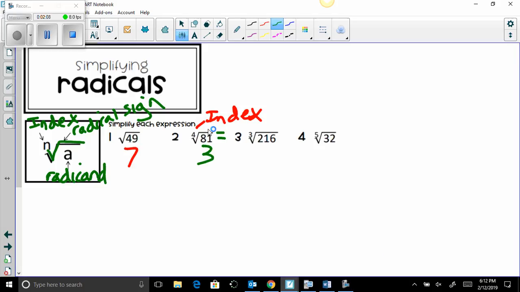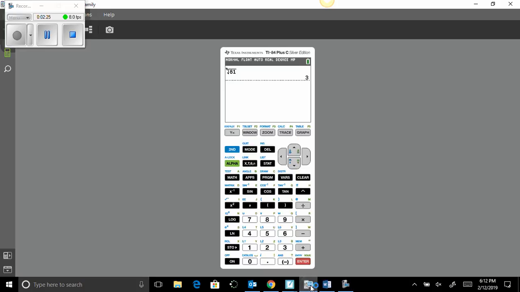The cube root of 216. The index is a 3, and that means cube root. Anything higher than 3 for an index is just going to be the 4th root, 5th root, 6th root. Square root is for 2, cube root is for 3. We can use our calculator for that too. If we hit the math button, the cube root one is number 4, and I can put 216. What number multiplied by itself 3 times is going to give me 216? That would be 6.